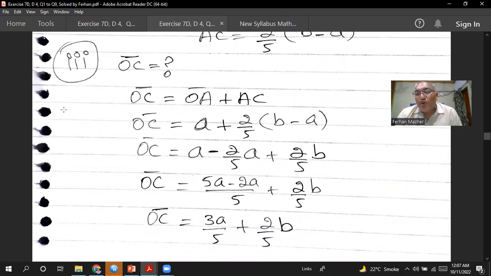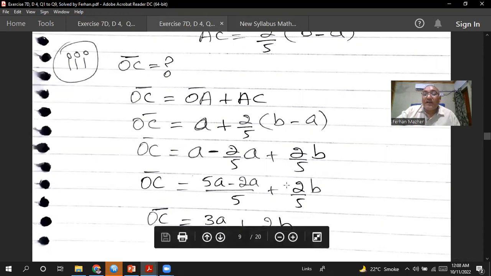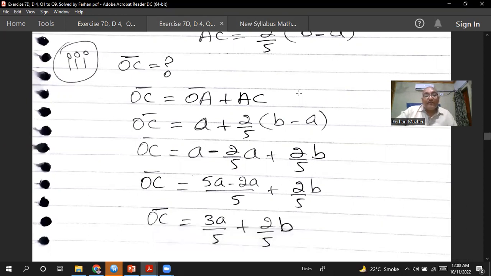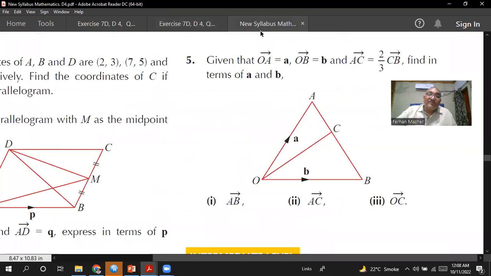Okay, OC will be equals to O to A, and from A go to C. From O to A is small a, and AC is 2 by 5 of the B minus A. So A minus 2A by 5 plus 2B by 5, because these two terms have A, so they can be added, subtracted with each other. So I will take the LCM here, so it will become 5A minus 2A divided by 5 plus 2B by 5. So this is 3A by 5 plus 2B by 5. So OC, this is how you will find the OC.